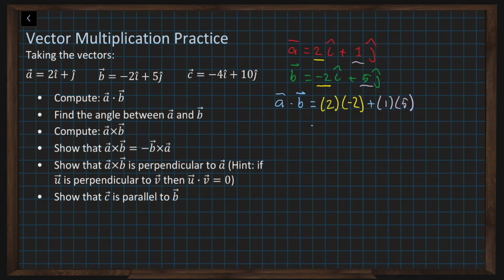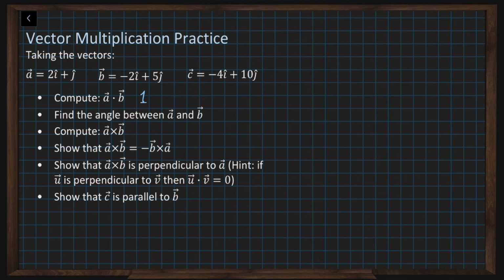So that is equal to minus 2 times 2, so that is minus 4. And to that we add 1 times 5, so that is 5, and that is equal to 1. So that is our first answer. We'll just write that there because that will come in useful later.